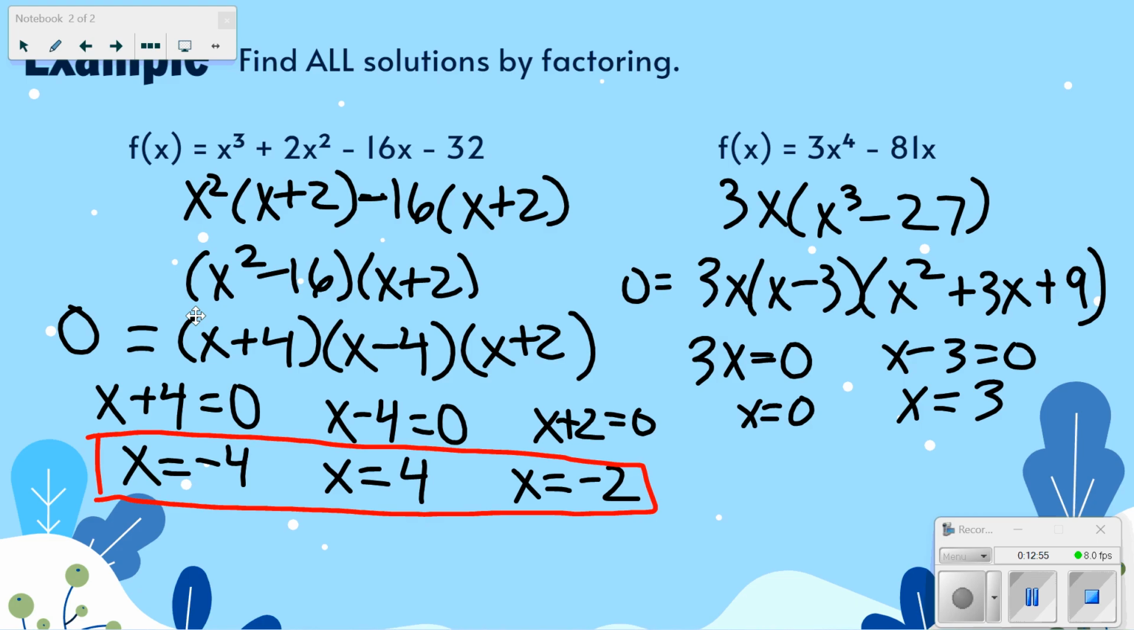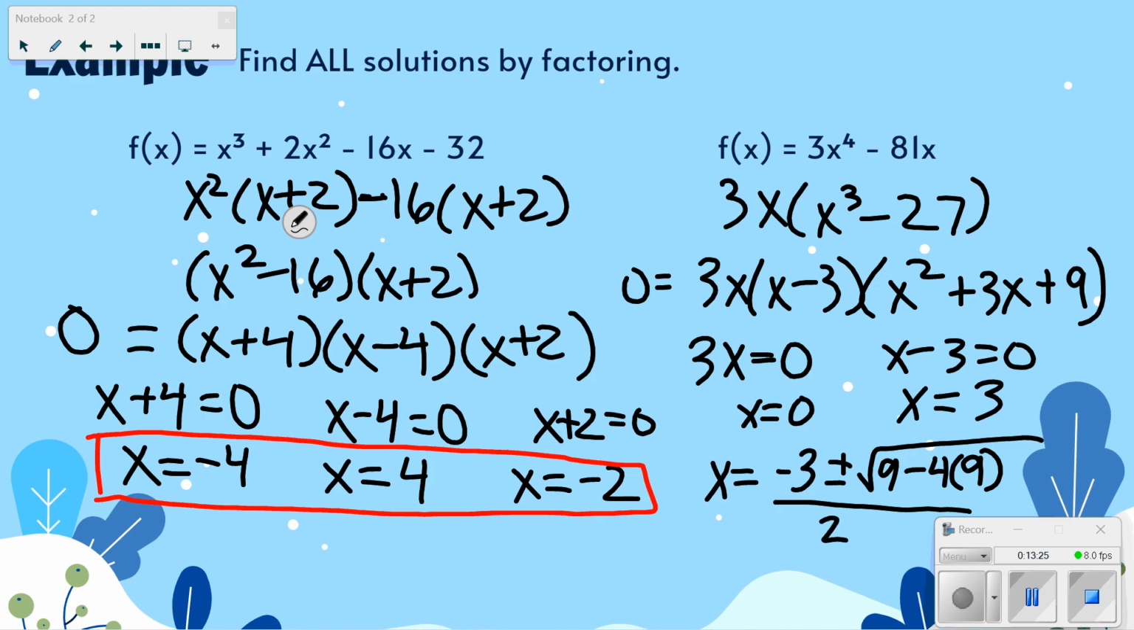So we know we're going to have to solve x squared plus 3x plus 9 using my quadratic formula. So I would have x equals -b, which means -3, plus or minus the square root of b squared. So 3 squared would give us 9, minus 4 times a, which is 1, times 9, which is c, and I'm dividing all that by 2 times a, which is just 2.